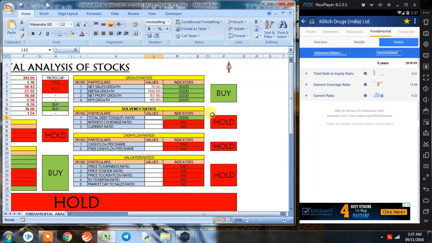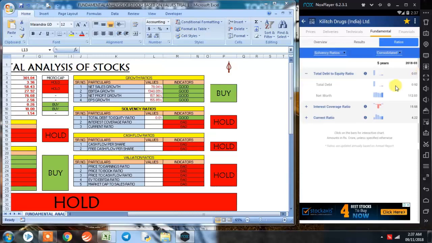First is total debt to equity ratio, which is 0.01. Now when we click on 0.01, we could see that the total debt of the company is 0.92 crores, that is 92 lakhs, whereas the net worth of the company is 112.03 crores. One more thing is to see that the total debt is declining year to year, whereas the net worth of the company has started rising.